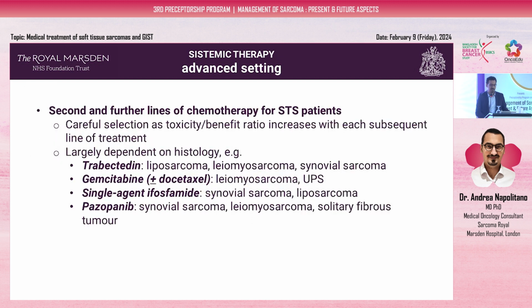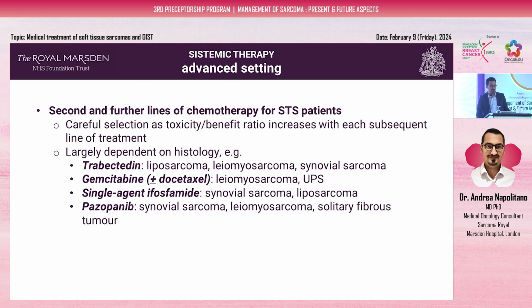Second and further lines are a little bit more complicated. It's difficult to go through the list of all the 100 subtypes, but the bottom line, and that's why you need expert centers, the bottom line is that if we have seen that doxorubicin, which is our best chemotherapy, is not great, you can imagine that second and subsequent chemotherapies have even less efficacy in terms of response and in terms of progression-free survival and overall survival outcomes.